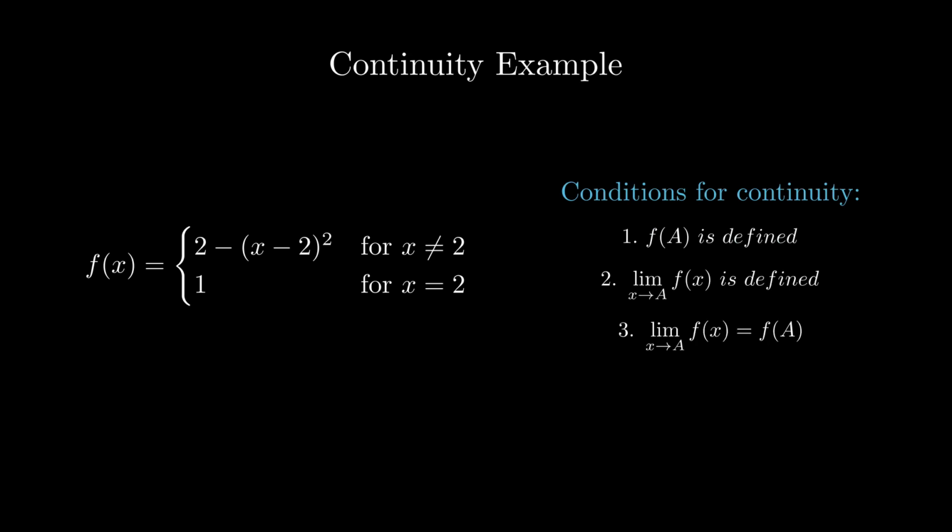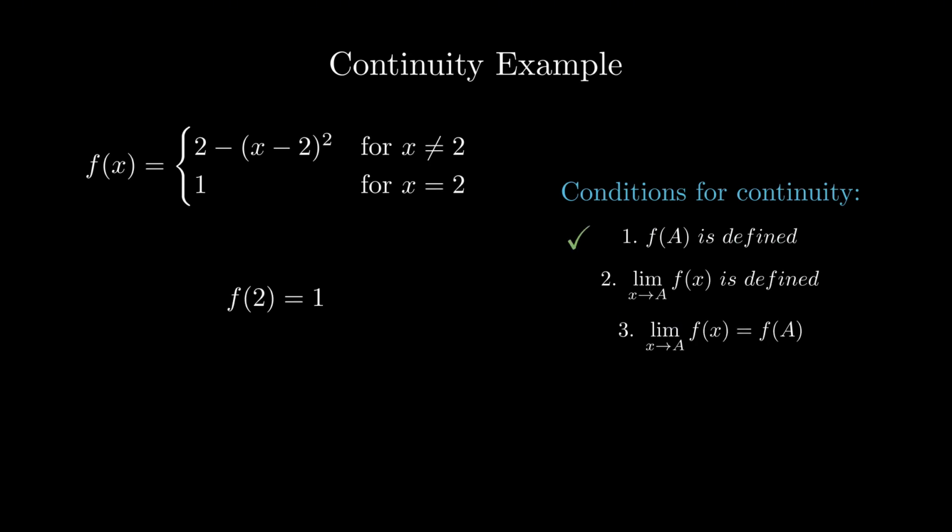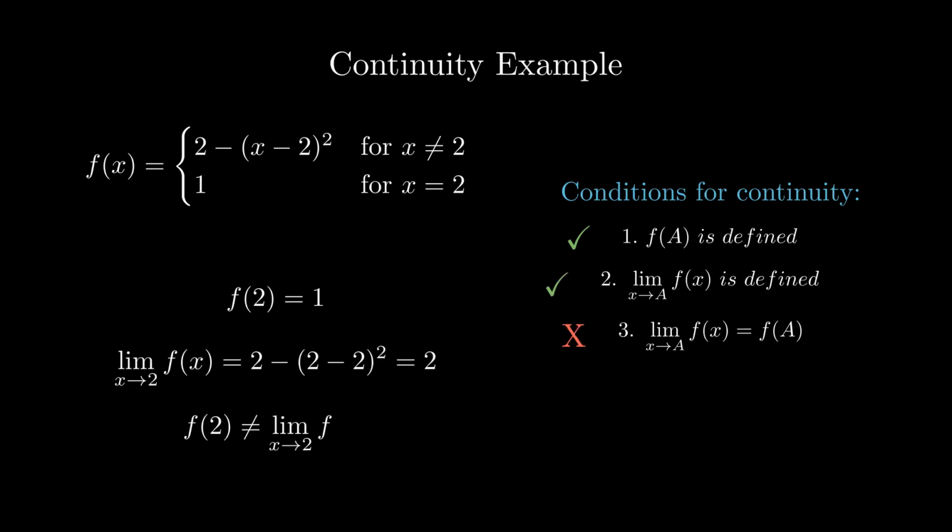Let's prove the continuity or discontinuity at x equals 2 for the function shown. Well, we find that f of 2 is defined, and the limit as x approaches 2 of f of x does exist. But the limit as x approaches 2 of f of x is not equal to f of 2. And since the third condition fails, the function is not continuous at x equals 2.